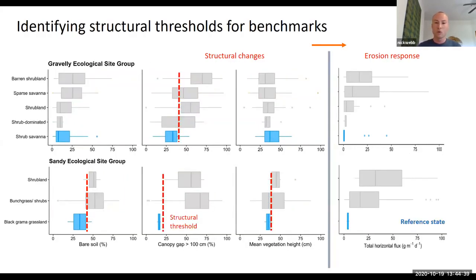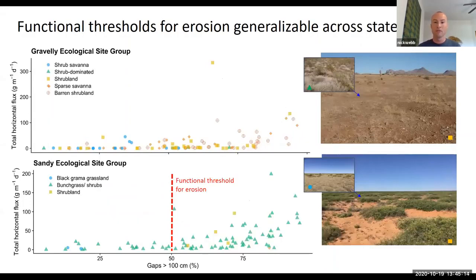So by looking more quantitatively at distributions of our various indicators across ecological sites and states, we can start to identify where there might be structural thresholds of concern that we could use as benchmarks to support monitoring and assessment of the effectiveness of our management practices in landscapes. And we can, of course, then interpret how erosion rates might be responding to changes in management that might tip a certain landscape over our benchmark. So by using these process-based models, we can also look at where there might be functional thresholds for erosion and whether or not these are generalizable across different ecological sites and states as they respond to different management practices.